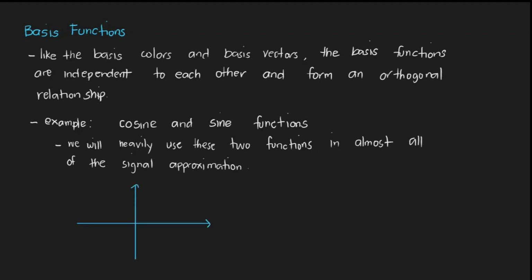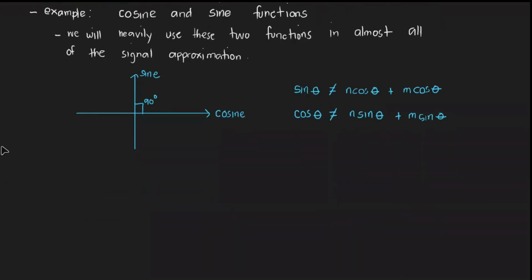Here you can see in the illustration, the cosine and sine have an orthogonal relationship. With that, sine theta cannot be represented by any combination of cosine functions, and cosine theta cannot be represented by any combination of sine functions as well. But if we take any point on the plane, it can be represented by a combination of sine and cosine.